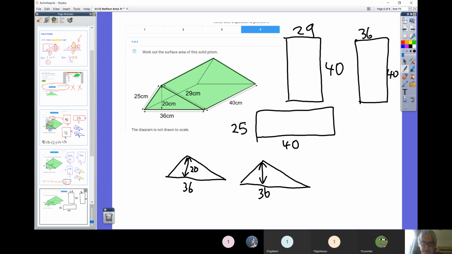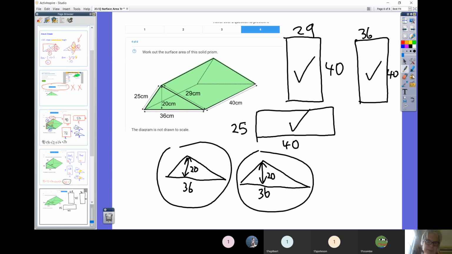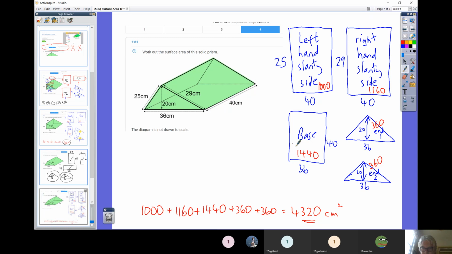And then you've got to work out each of those 5 areas. Base times height, base times height, base times height, half times base times height, half times base times height. Now, when you work those out, you get these individual areas here, add those areas all together, we get 4320.